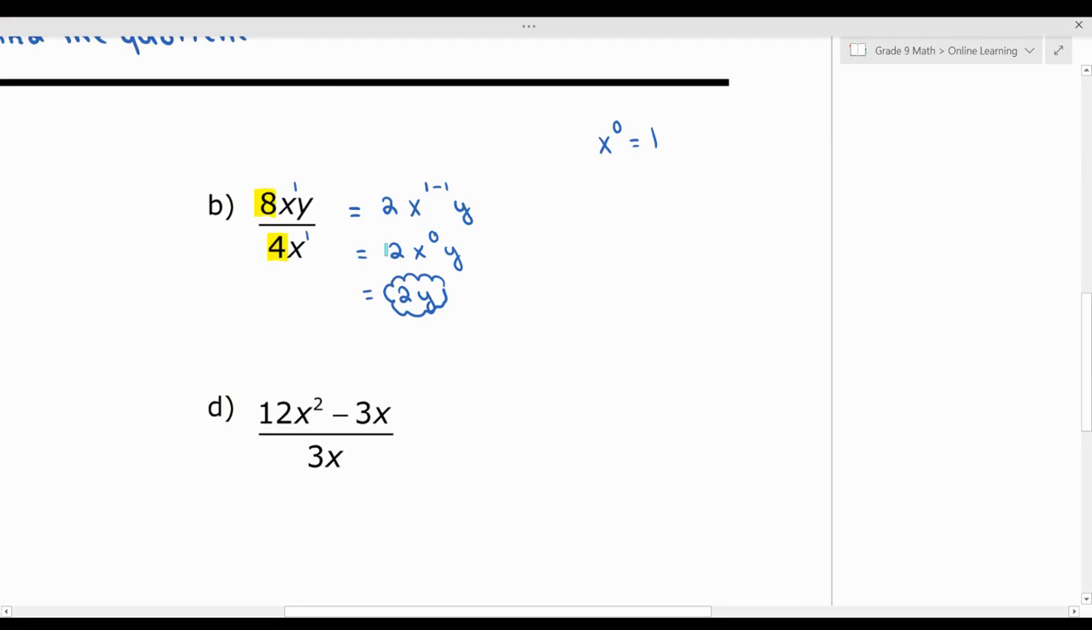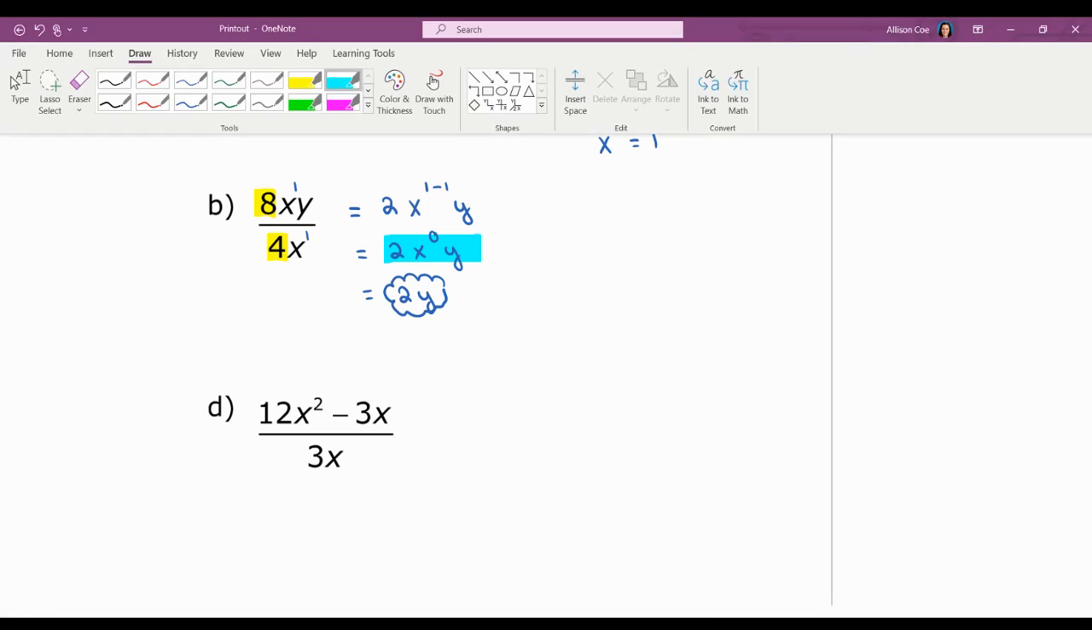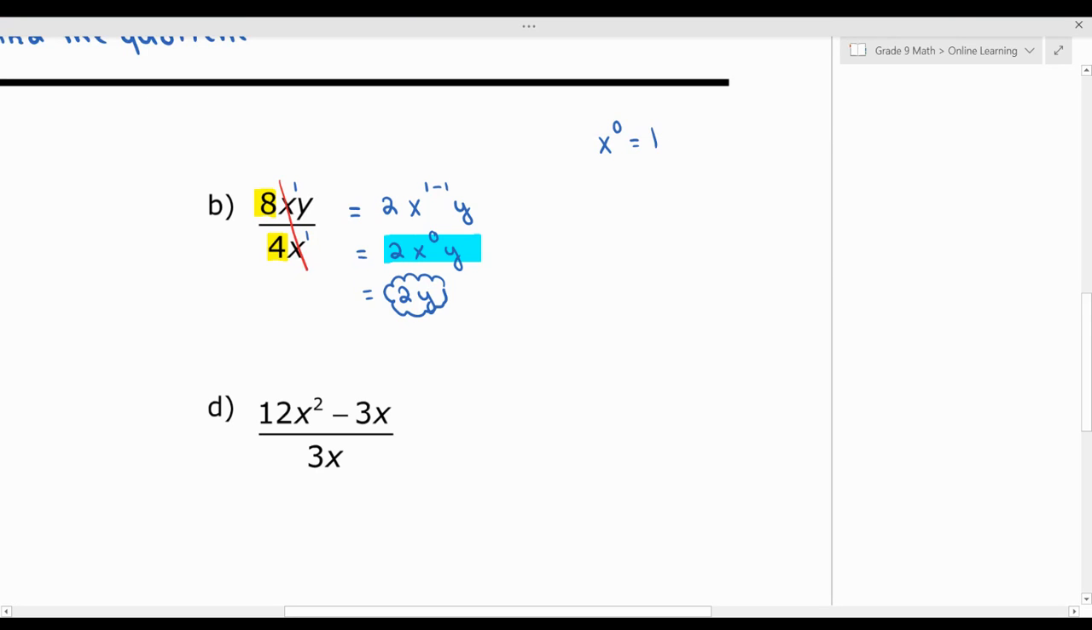And just to point out, you would not have to show this piece here where you're showing the x to the power 0. I just wanted to include that since it was a review lesson in case you weren't sure what happened to the x's. So if you understand that these two x's are going to just cancel out, and then you can go directly to here, great.